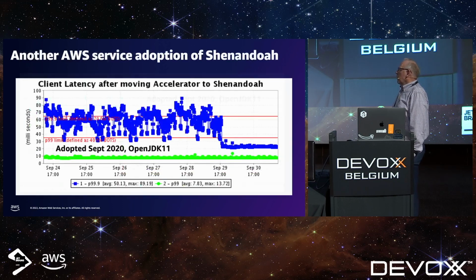That was not the only one. Same month, another service made that migration. And on their 3.9's latency, they improved from like 90 down to about 35 millisecond response times. So very, very nice progress that we were able to see there.